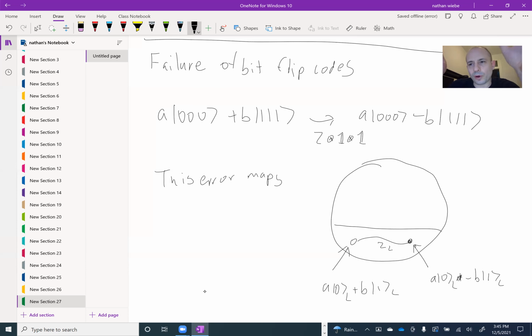So next time, we're going to be talking about how we can actually change our Bitflip code to correct against a phase flip error, and then how we can combine those two to be able to not just detect and correct X and Z errors, but actually correct any error.